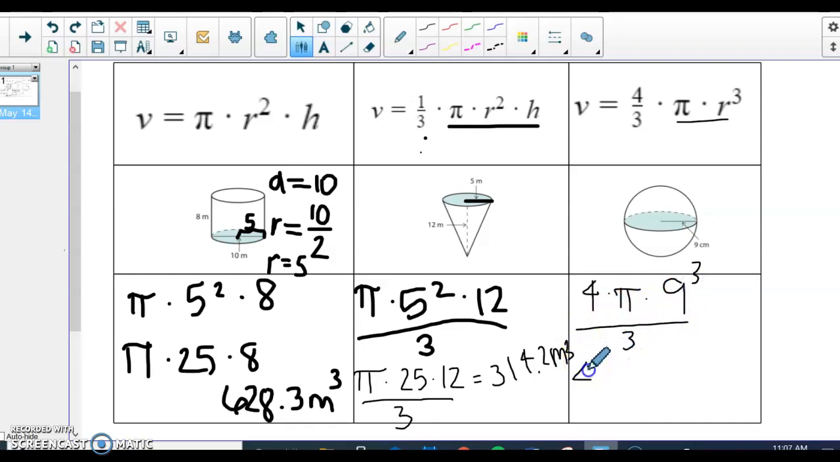So first off, we do the top. So 4 times pi times, and then 9 cubed. So that's 9 times 9 times 9, which is 729. And then we multiply all that out, and then at the end divide by 3. So 4 times pi times 729, and then divide by 3. We would get 3,053.6, and then centimeters cubed.